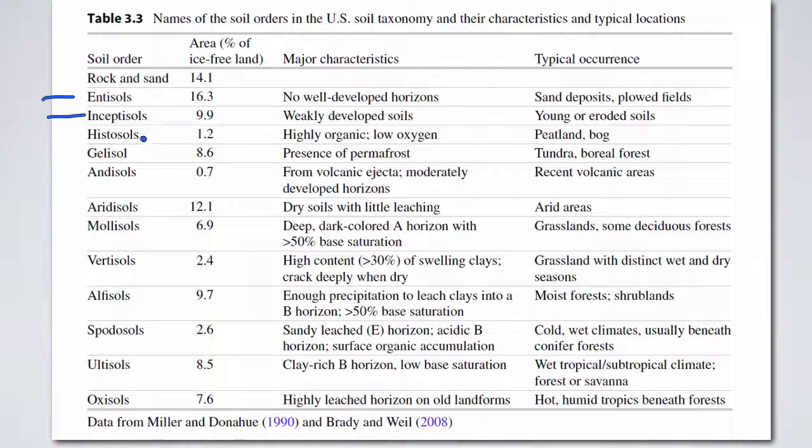Histosols, which are very organic, that you would find in a bog. A gelisol, which is typically the types of soils that form above tundra. And then andisols, which are recent volcanic areas. Aridisols, mollisols, vertisols, alfisols, spodosols, ultisols, and at the other end of the spectrum, oxisols, which you find underneath tropical forests in places that are very hot and humid.